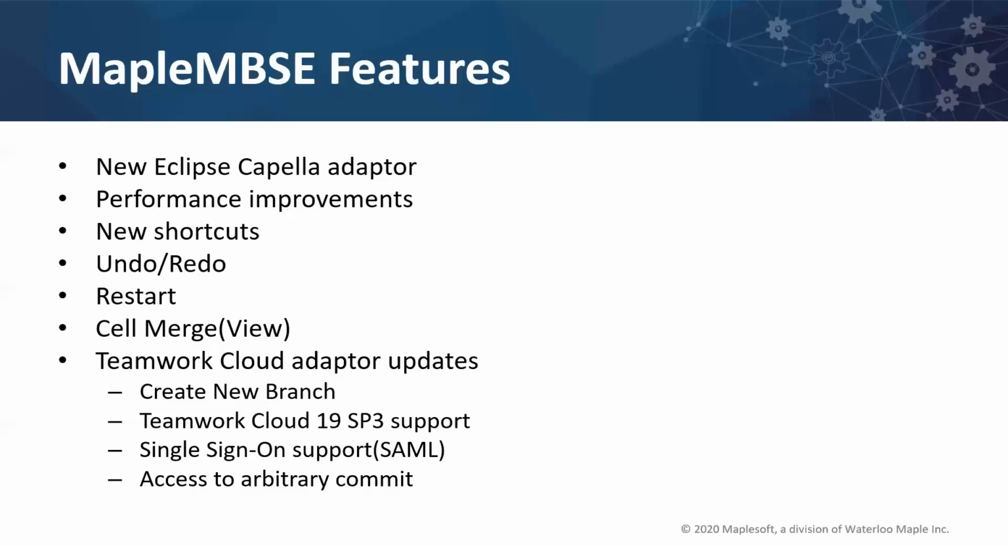And we have made certain updates to our Teamwork Cloud adapter. One is you have the ability to create a branch now. From MapleMBSE, once you launch and connect to a trunk, previously you would not be able to add a new branch, but now, if you have the right permissions, you'll be able to create new branches. And we have support for the latest Teamwork Cloud Service Pack, which is 19 Service Pack 3. And then for signing in options, you have the normal sign in to Teamwork Cloud.